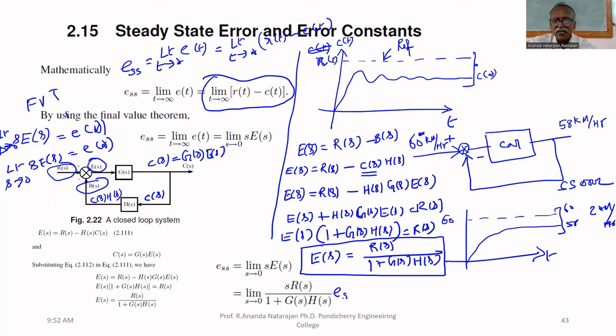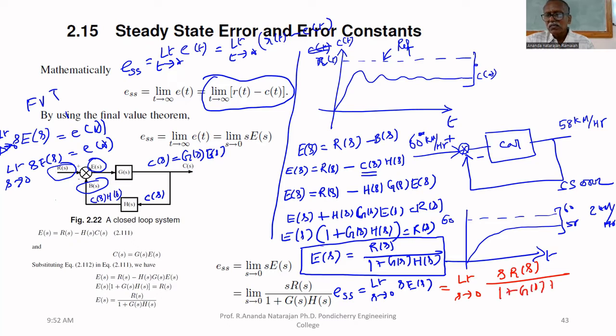What is steady state error? Steady state error is equal to limit s tends to 0, s E of s. That is equal to limit s tends to 0, s R of s upon 1 plus G of s, H of s. That's all. Therefore, steady state error equals limit s tends to 0, s R of s upon 1 plus G of s, H of s.